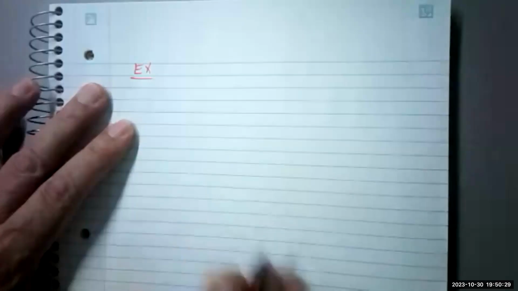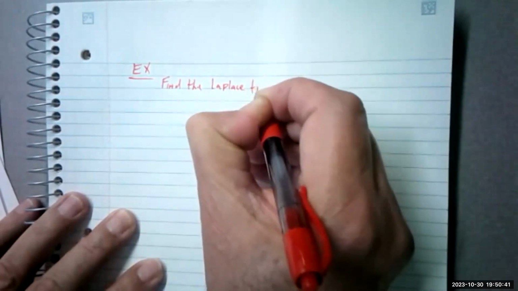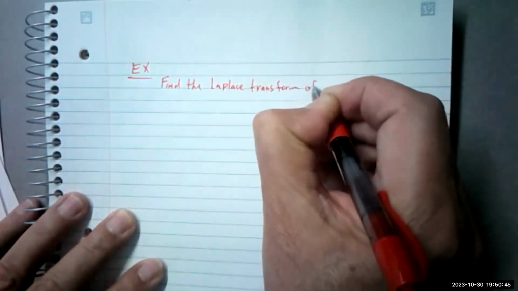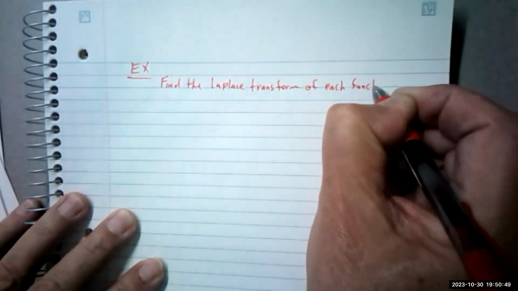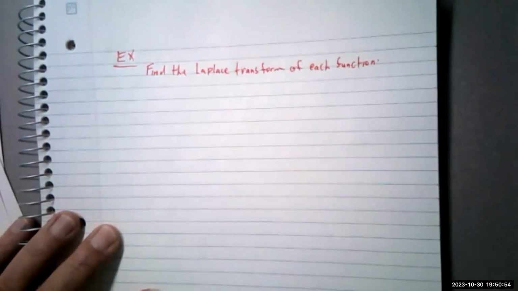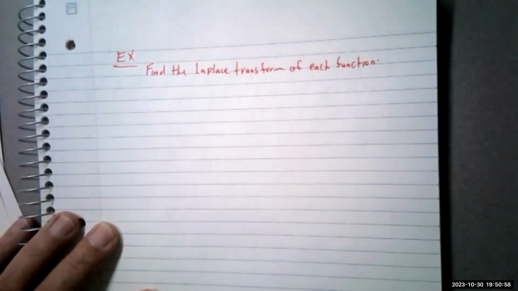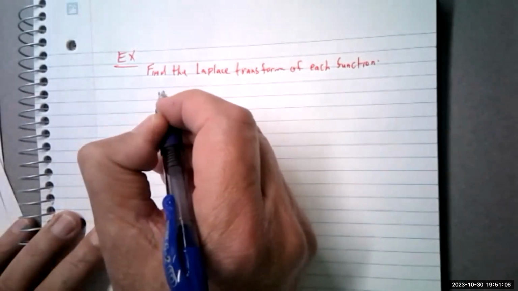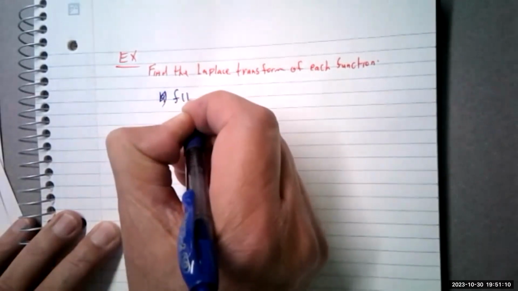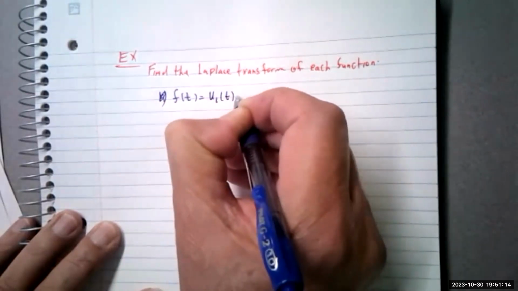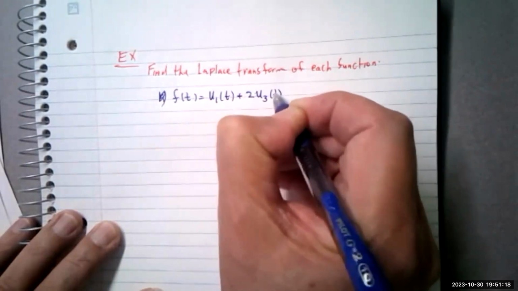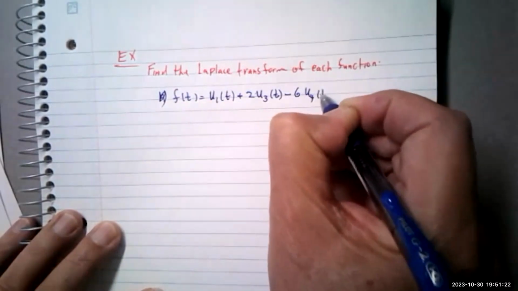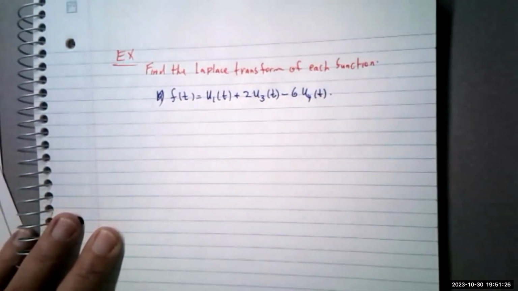Example. Find the Laplace transform of each function. Okay, so the function is going to be the following. Number one, I'll just give you one for this case. The function is f of t equals u1 of t, plus 2 u3 of t, minus 6 u4 of t. That's it. Let's get to use these combinations.